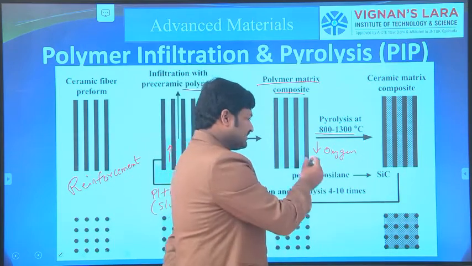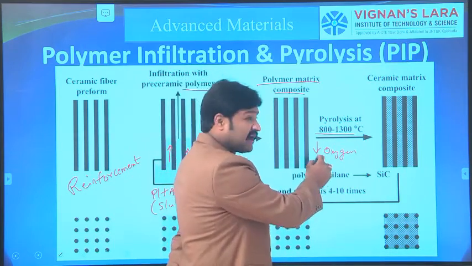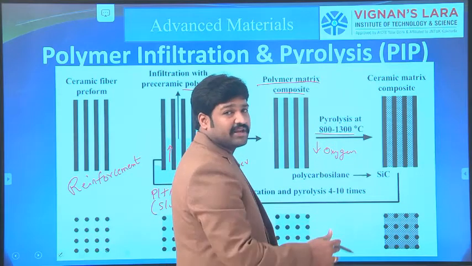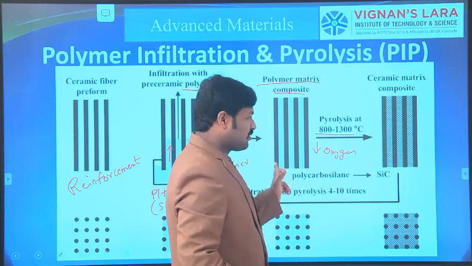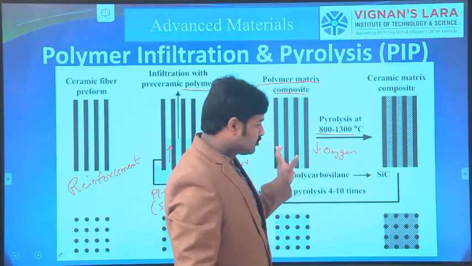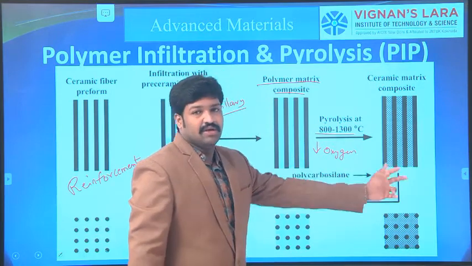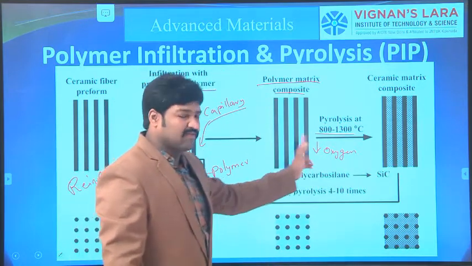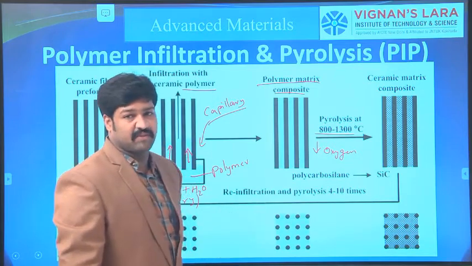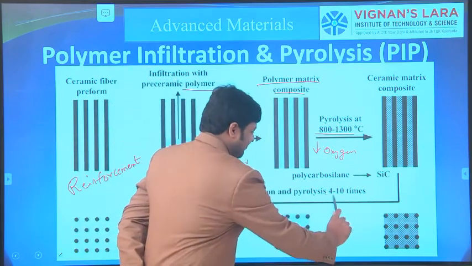During pyrolysis we are heating in the absence of oxygen. Without oxygen we are heating this compound at 1300 degrees centigrade, so that the polymer is converting into a ceramic. This process will be repeated n number of times, about 4 to 5 times.